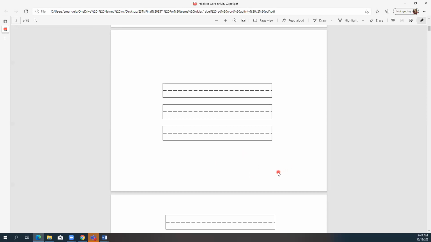And remember, we're doing it in a chant. So H, A, V, E, have. H, A, V, E, have. And they're doing that multisensory activity.